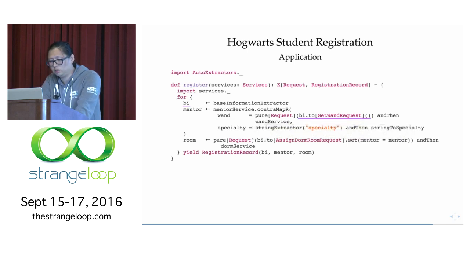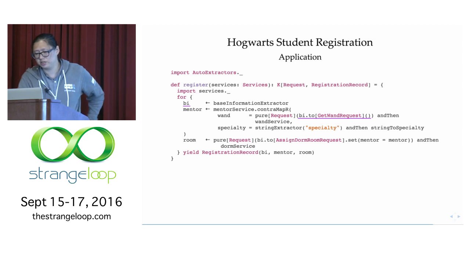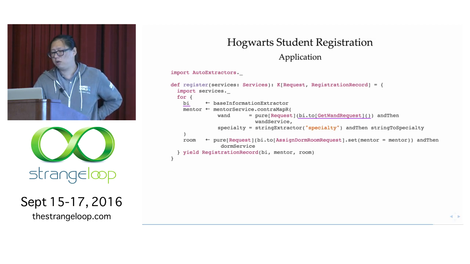So what Hankin does is provide a convert module that lets you convert from one case class to another case class, as long as the origin case class has all the fields the target case class has. So in this case, it is the case. The GetWandRequest has address, name, and the basic information also had those fields. So you can just call to, and now you got a GetWandRequest out. And then you can call pure request.